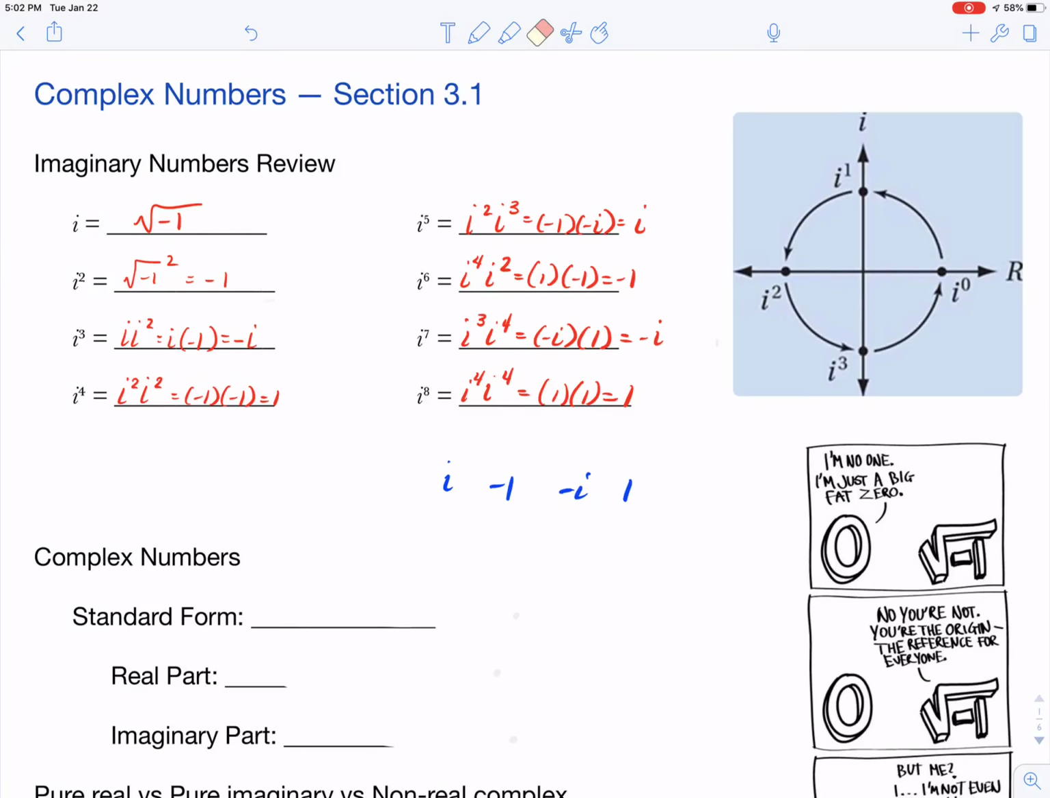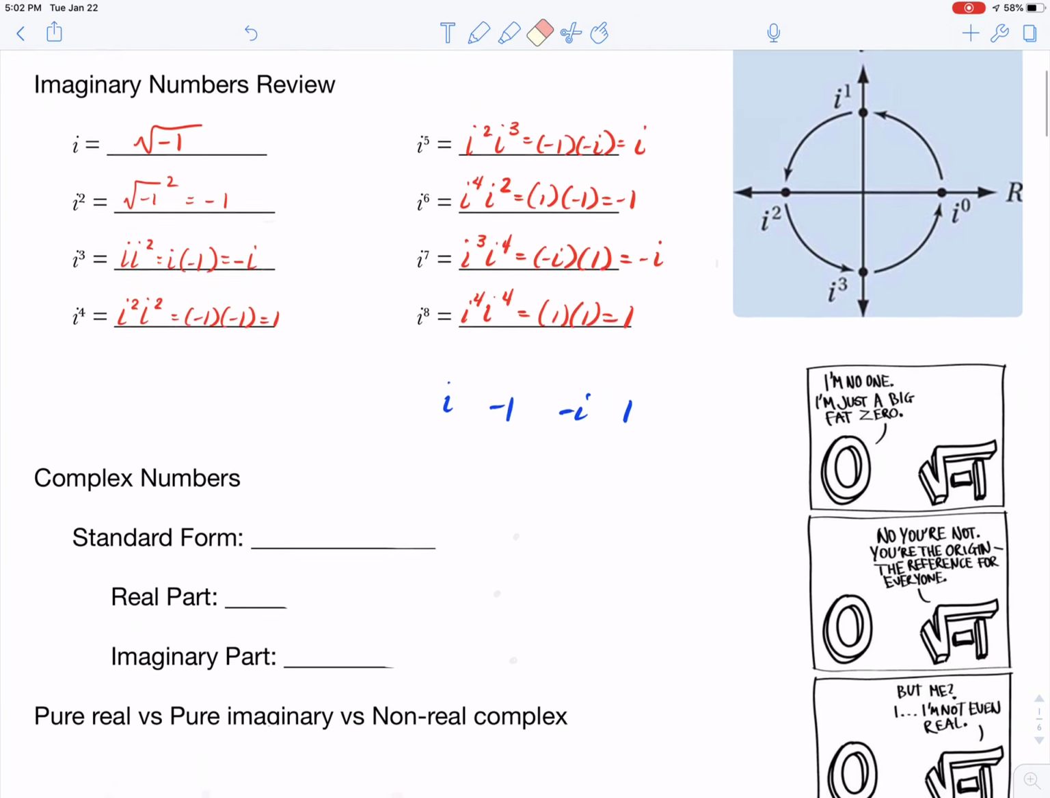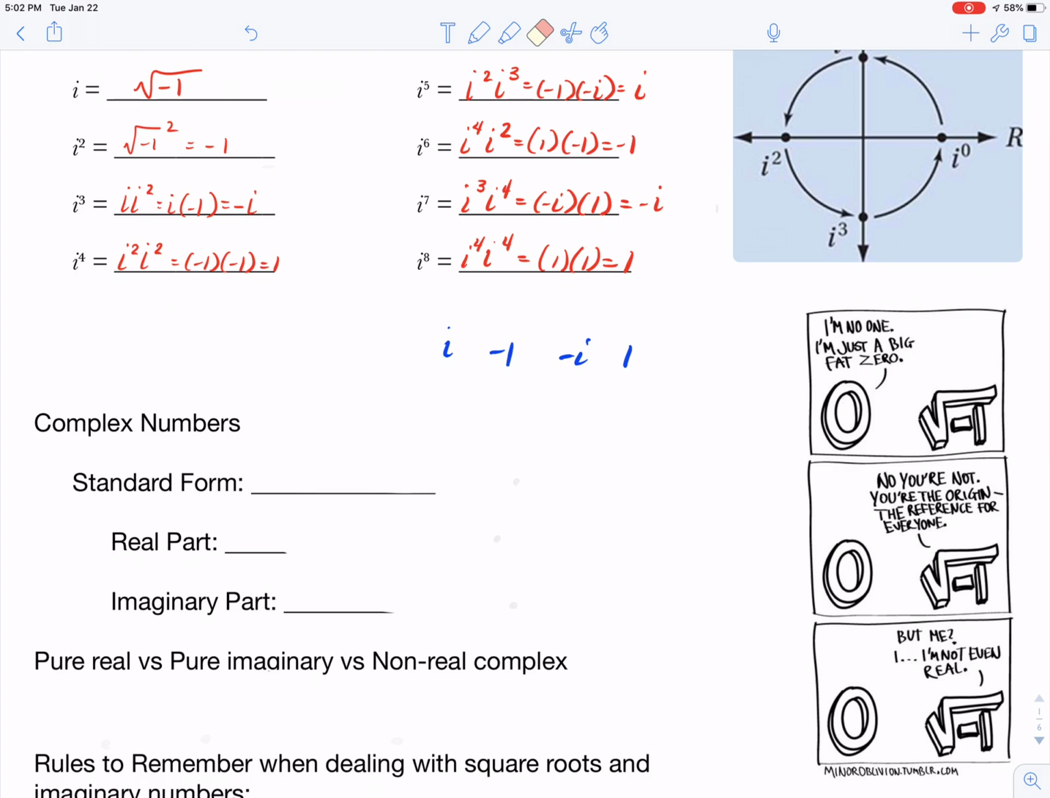Hey folks, let's continue in our discussion on section 3.1 dealing with complex numbers. Let's just give some definitions, some terminology about complex numbers. First of all, the standard form of the complex number is always going to be a + bi.